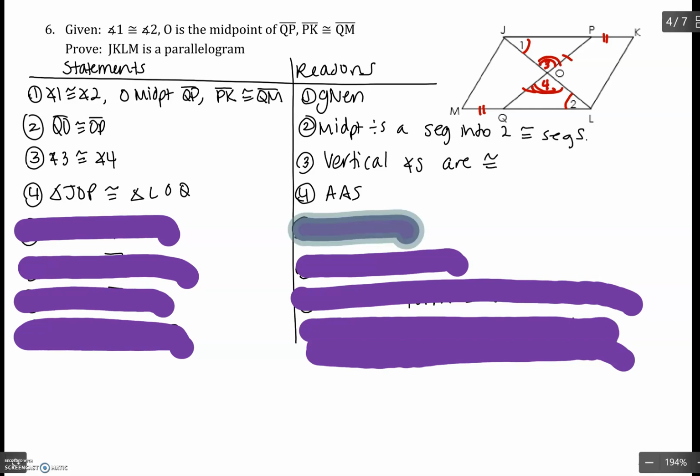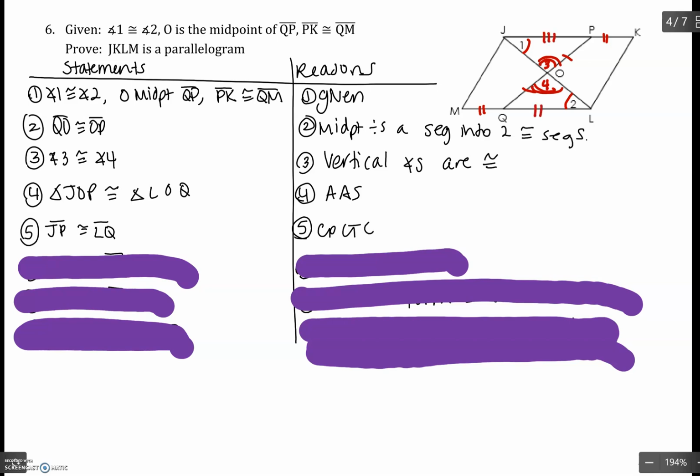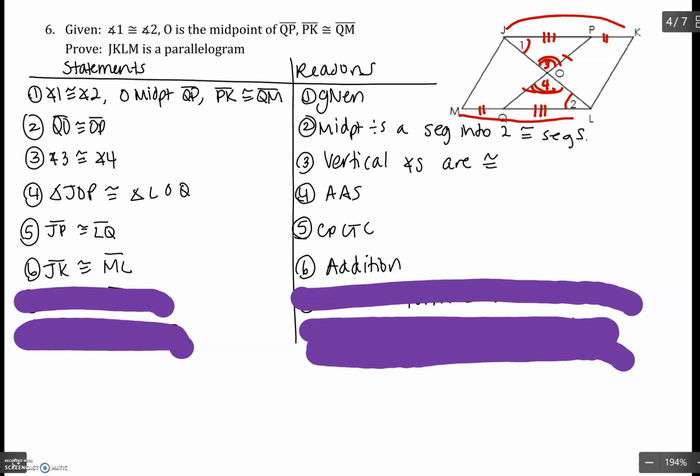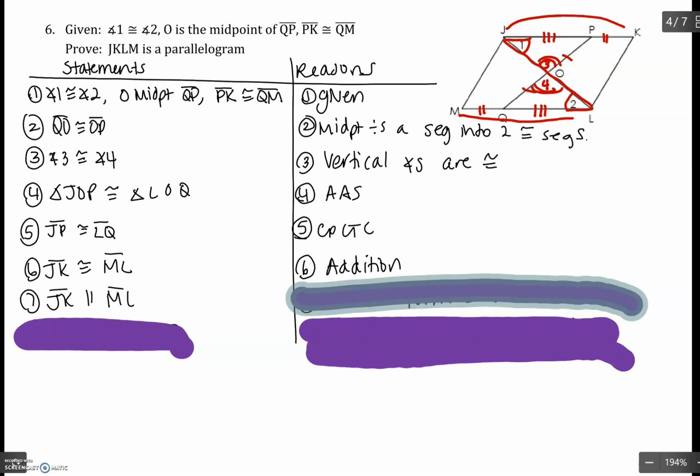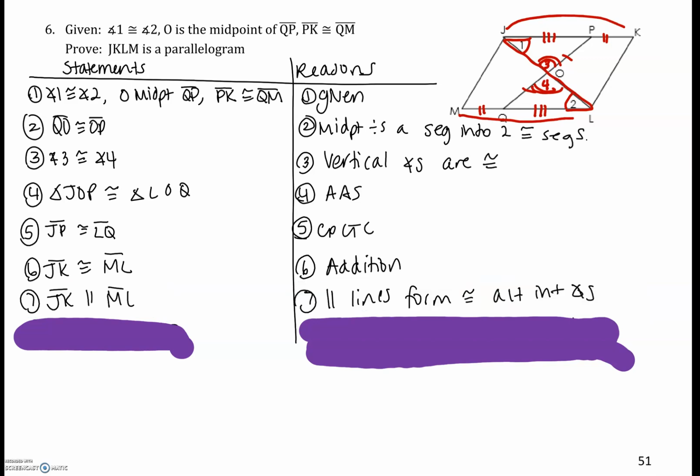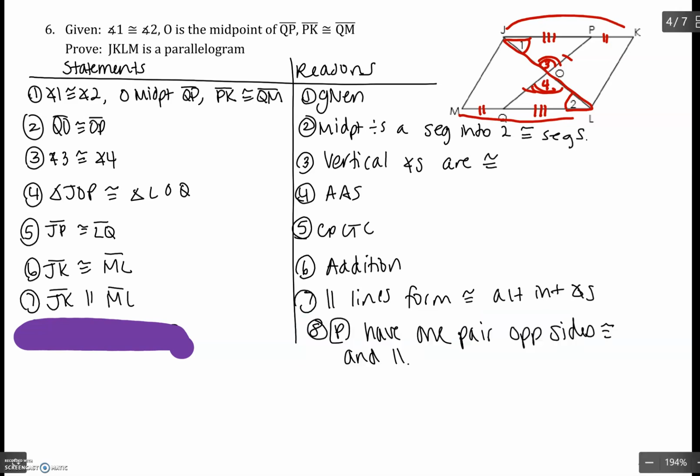Follow that off with CPCTC, and we're trying to figure out how to make this a parallelogram. So I'm going to talk about JP being congruent to QL, because I know that then I can add those together and get JK congruent to ML. Now, all I need is to quickly look back at angle 1 being congruent to angle 2. And I can see how JK also has to be parallel to ML because 1 and 2 are congruent alternate interior angles. That means that JK and ML is both congruent and parallel, and this has to be a parallelogram.